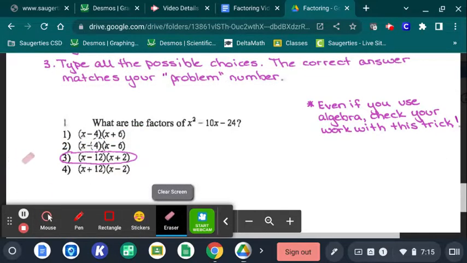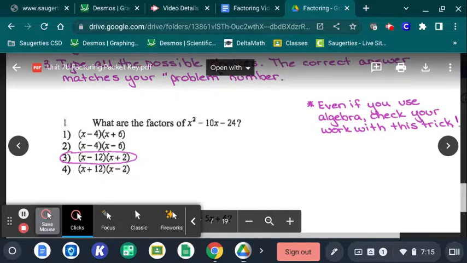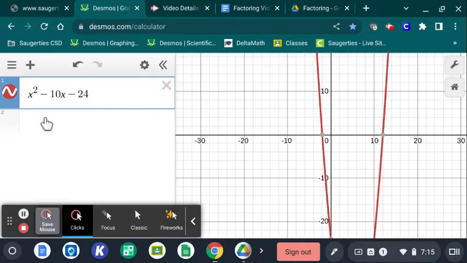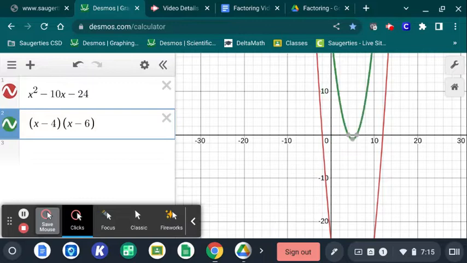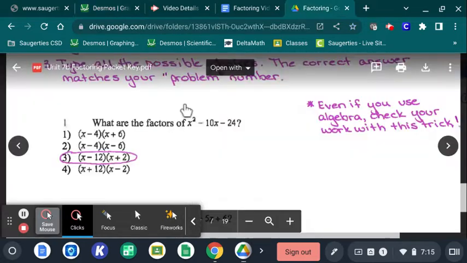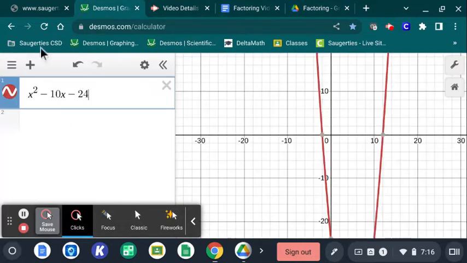So I'm going to type in x minus 4 and x minus 6, minus 4. And that's not the answer either. See, here's my green, there's my big old red one. So let's type in the correct answer now, x minus 12 and then x plus 2.